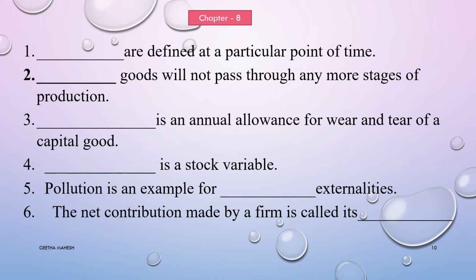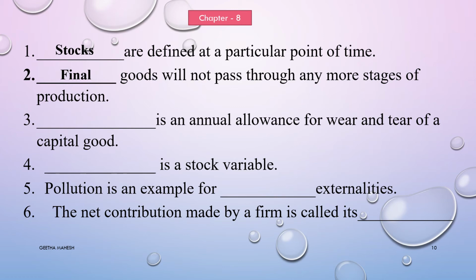The few important fill in the blanks from the chapter 8, National Income, let us discuss. Stocks are defined at a particular point of time. Final goods will not pass through any more stages of production.